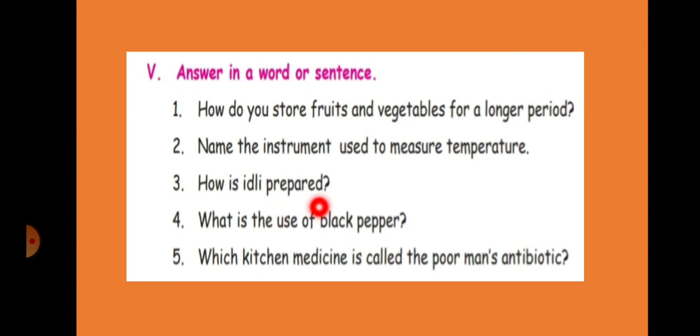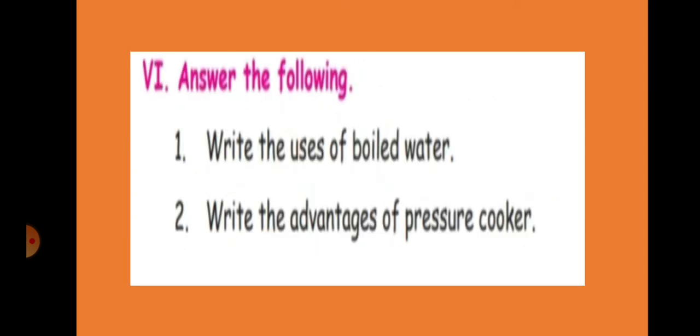How is idli prepared? By steaming. What is the use of black pepper? What will black pepper do? It will relieve from cough and cold. Which kitchen medicine is called the poor man's antibiotic? Garlic. Okay. You can write it here itself. Okay. Next, it is essay type answers, that is long answer.